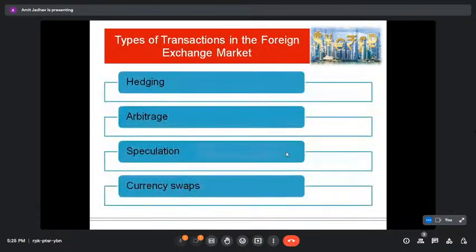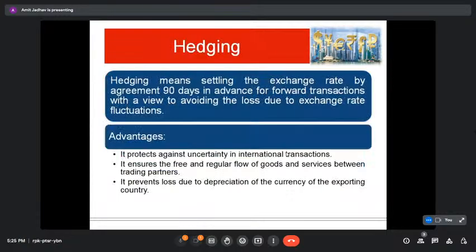Now, the types of transactions in a foreign exchange market. There are various types of transactions done in the foreign exchange market. First, we have hedging. Next, we have arbitrage. Third, we have speculation, and fourth, we have currency swaps. So first, we have hedging.